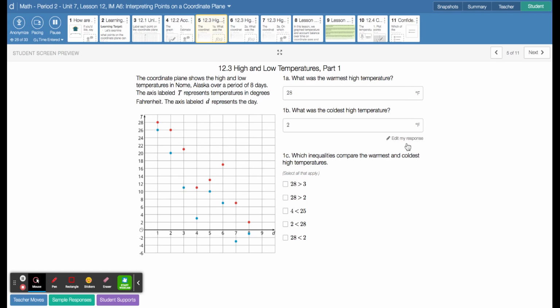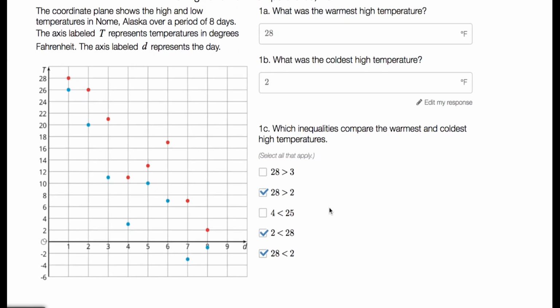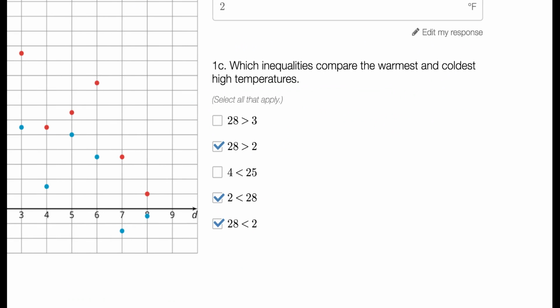So I'm going to be using this information to help answer this question here, which asks which inequalities compare the warmest and coldest high temperatures. There are a few of these that are correct, but we're only looking at the ones that compare our warmest and coldest high temperatures. So I'm really looking at comparing 28 and 2. Since I'm comparing 28 and 2, I'm looking for the ones that do have only those numbers, 28 and 2. Now, I already know that all of these aren't correct, so we want to see which ones are the ones that are correct. Which ones basically are true statements?